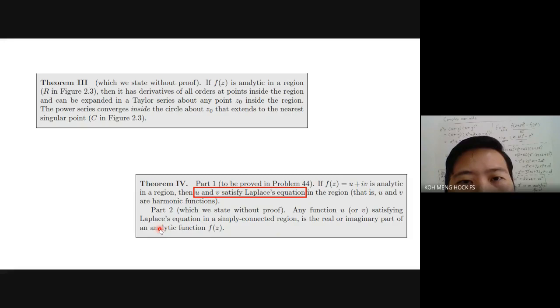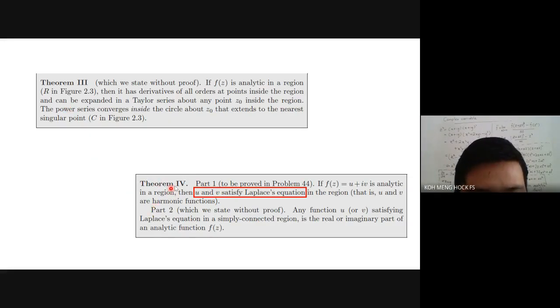Theorem number 3. Here again, there is no proof, but it says if f(z) is analytic in a region, then it has derivatives of all orders at points inside the region and can be expanded in a Taylor series about any point z inside the region. So this means if f is analytic, we have derivatives of all orders. We can take df/dz, d²f/dz², you have different orders n. So this is theorem 3.